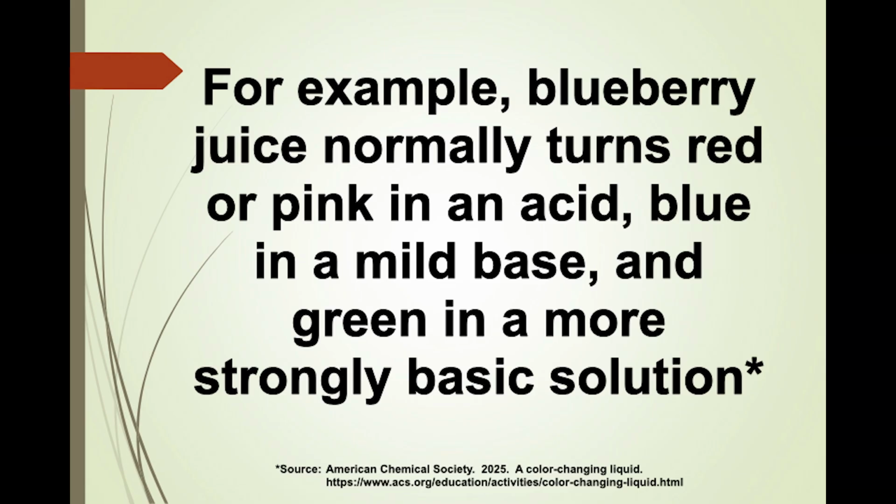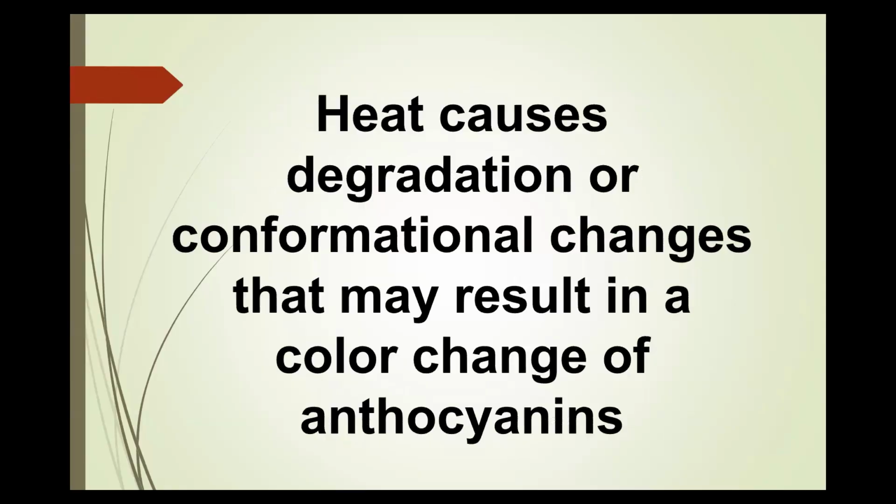For example, blueberry juice normally turns red or pink in an acid, blue in a mild base, and green in a more strongly basic solution. Heat likewise causes degradation or conformational changes of the anthocyanins, which may lead to a change in color.